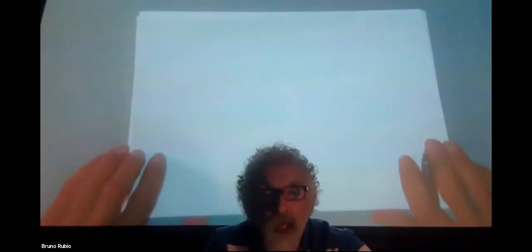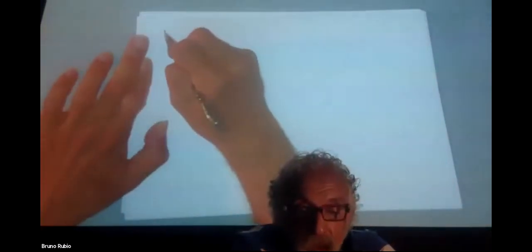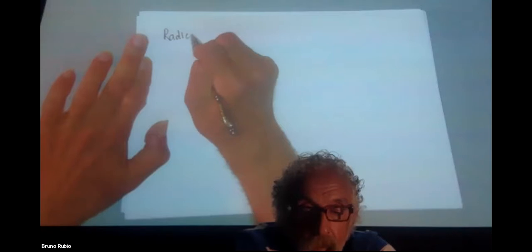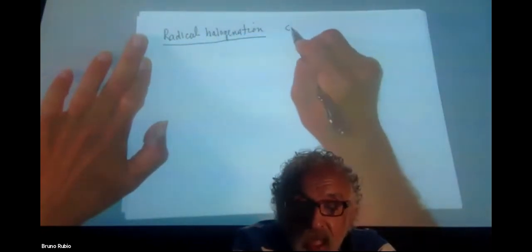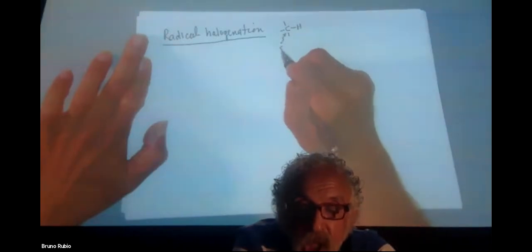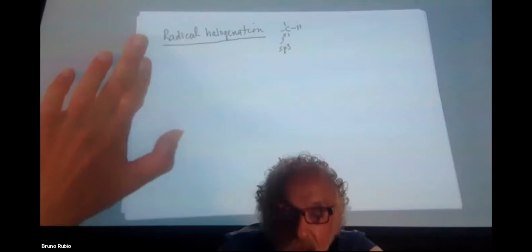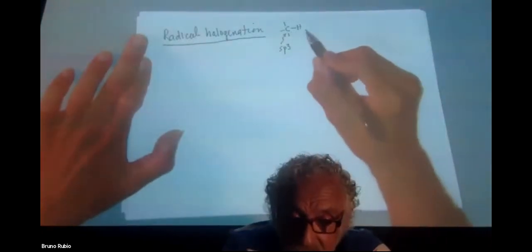So now let's get into some of the reactions of radicals. And the reaction we're going to be spending most of our time on is going to be radical halogenation, in which we'll see a CH bond. And this carbon must be sp3 hybridized and never anything else.